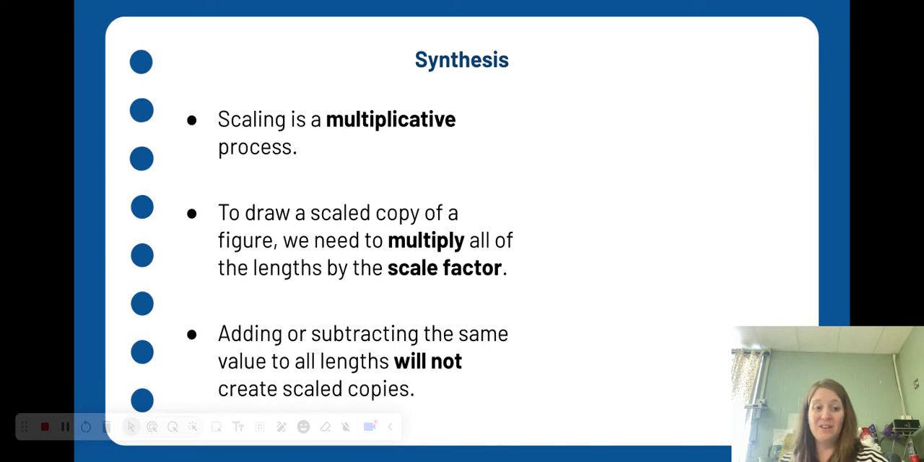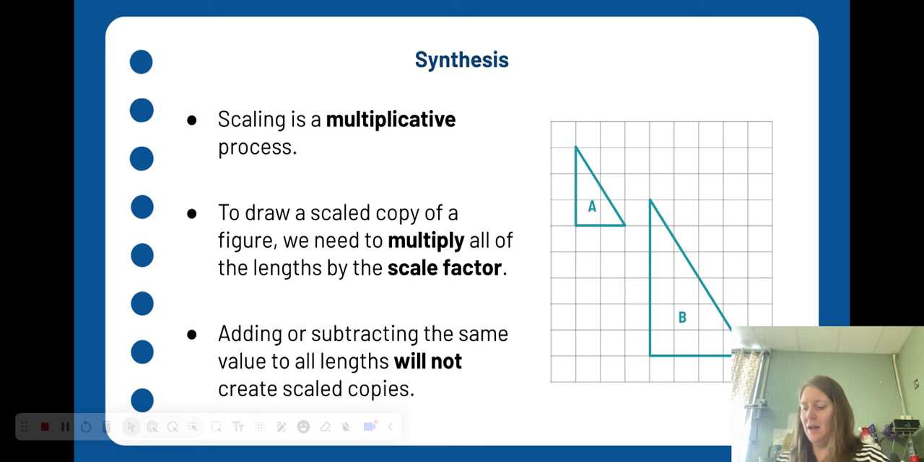Now, you might ask yourself, what about division? Division will work, but remember, if you're dividing by 2, you're multiplying by 1/2. So instead of dividing by 2, you could say the scale factor would be 1/2. Or same thing, if you're dividing by 3, making it smaller, dividing by 3 is the same thing as multiplying by 1/3. So the scale factor would be 1/3. So the scale factor is a multiplicative process.